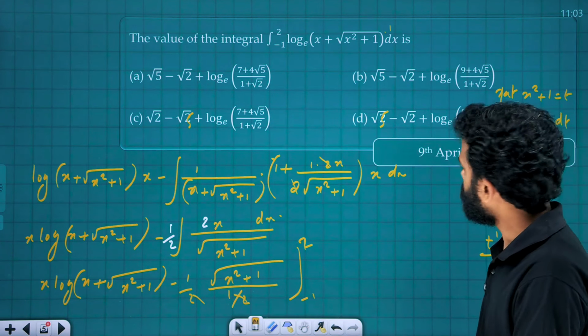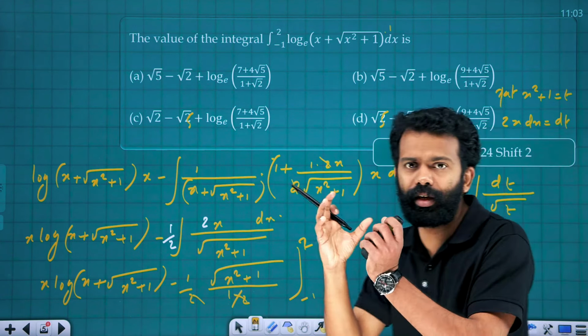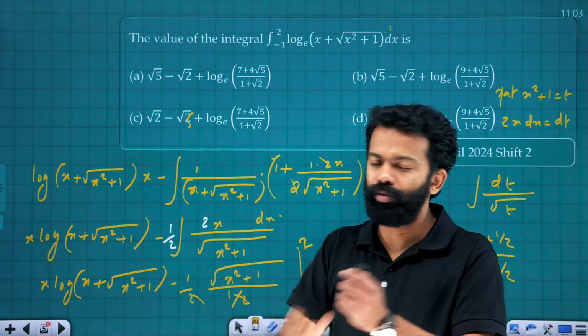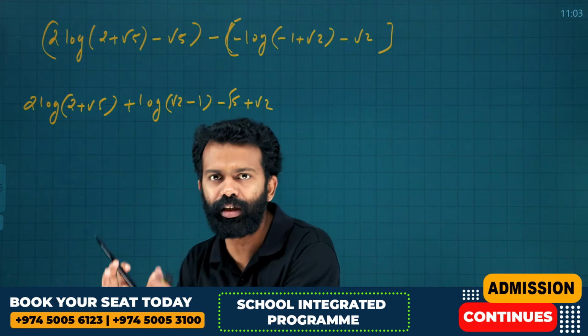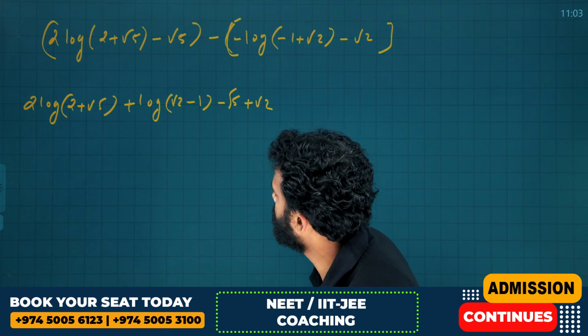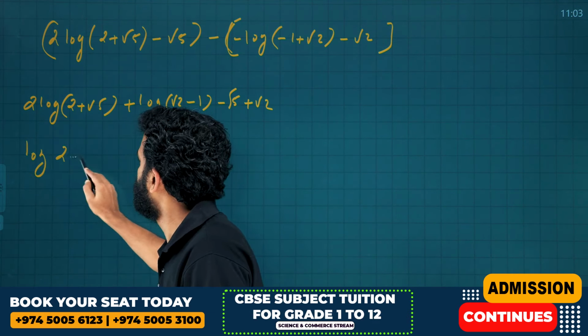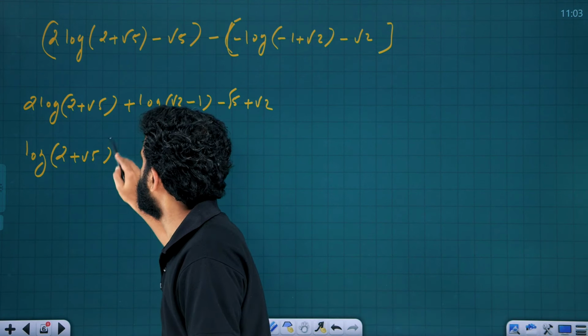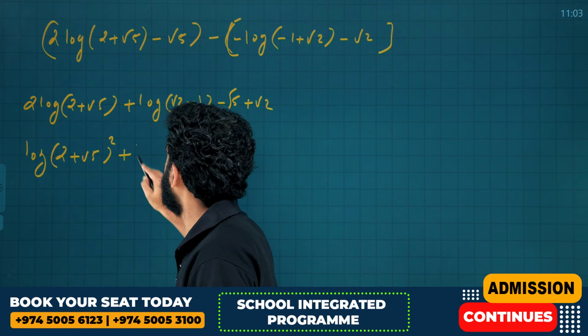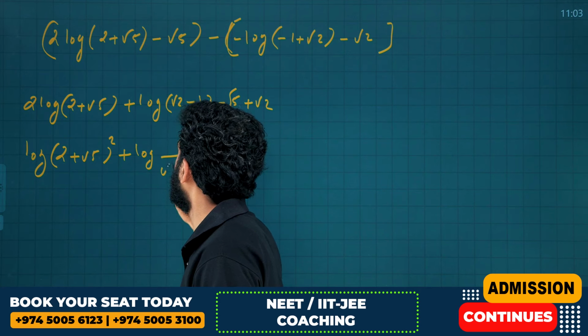What happens is the log is represented as a single function over here, right? Therefore we need to operate on this log and make it a single function. So what we should do is take this 2 over here. It will be log of 2 plus root 5 the whole square. And this can be represented as log of 1 by root 2 plus 1.